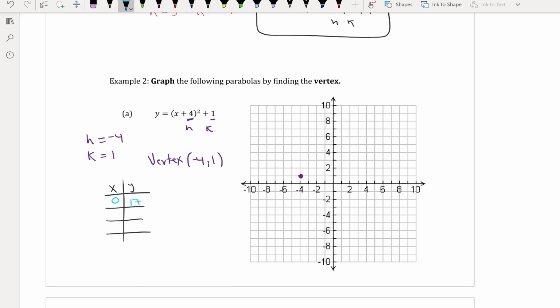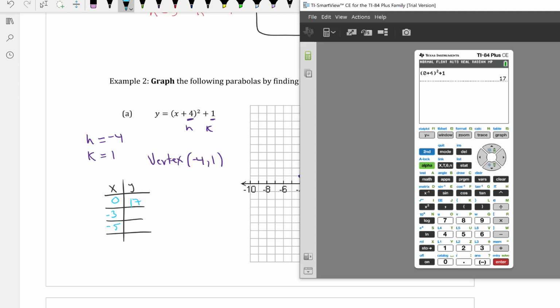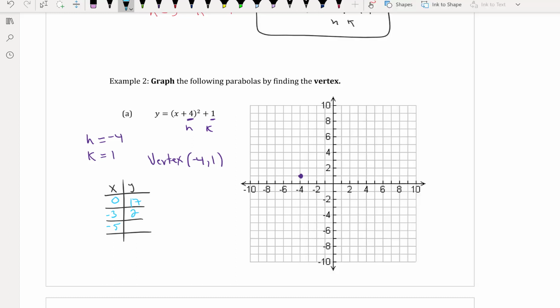So let's pick some values that are close to our vertex, -4. So let's be smart about this. How about I pick -3 and I also pick -5. That's just 1 over from the vertex. So that's going to tell us some information. So now let's try that again. So parentheses, my x value, which is -3, plus 4, square that, plus 1. That gives me a positive 2. Perfect. So that's what I'm going to put down, positive 2.